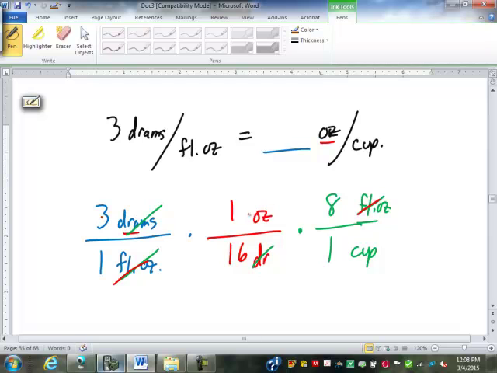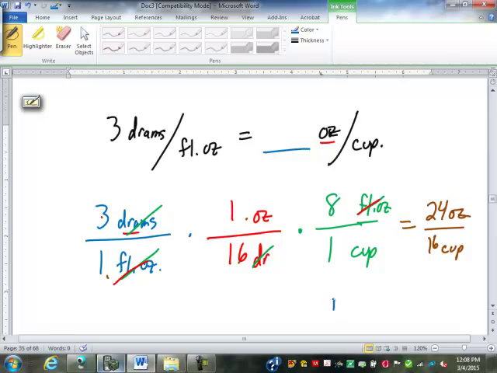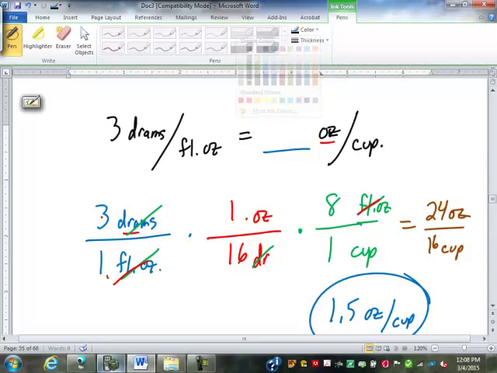We have 3 times 1 ounce is 3 ounces, times 8 is 24 ounces. Over 1 times 16 is 16, times 1 cup is 16 cups. So now we have 24 divided by 16, or 1.5 ounces per cup. So we can do those multiple unit, or this is what's called a compound unit conversion, using those conversion factors.